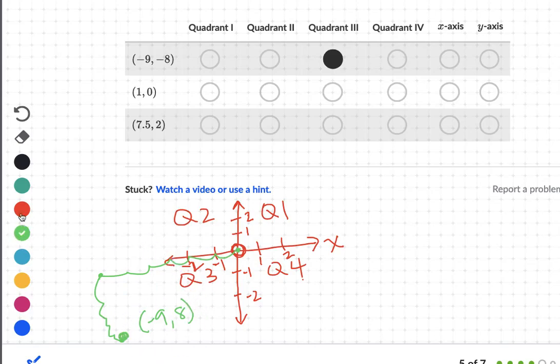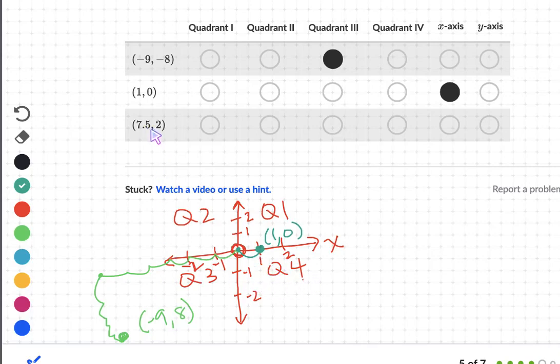Okay, the next one, I have 1, 0. So I'm going to, again, start at my origin. I'm going to walk to 1, so that's right here. And then 0 is my fly, so that means I don't go anywhere. I just stay here. So this right here is 1, 0. Is that on any of my quadrants? Nope, it's not inside any of my quadrants. It's actually on an axis, and it's on the x-axis. So that's my answer. Again, this is just a sketch.